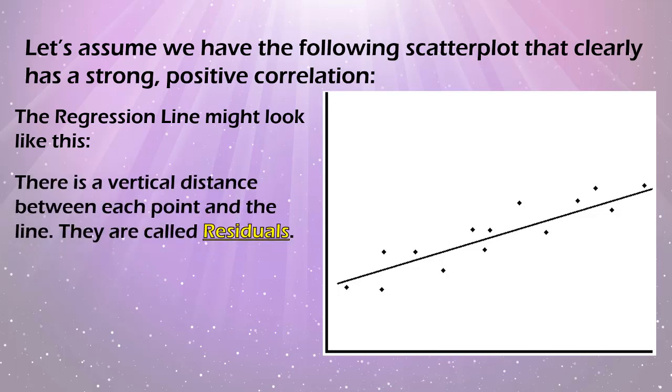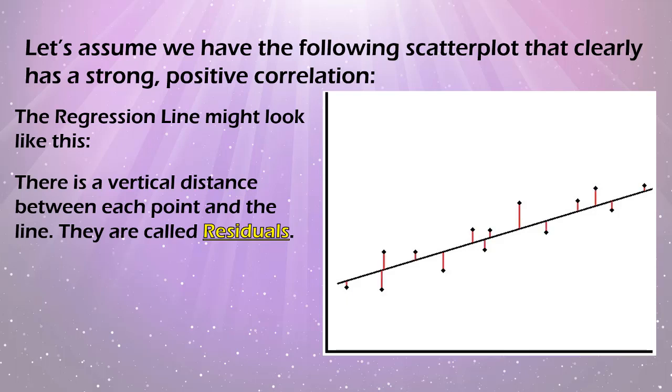When we draw this line, there's always going to be some vertical distance between some of the points and the line. And those vertical distances are called residuals. So if I was to graph those little vertical lines here, you can see that some of the points are above the line, some are below the line, and that these little distances are called residuals. So we'll flash them there for you so that you can see them.